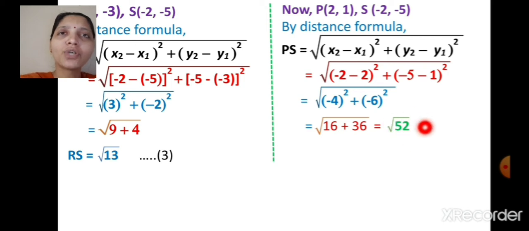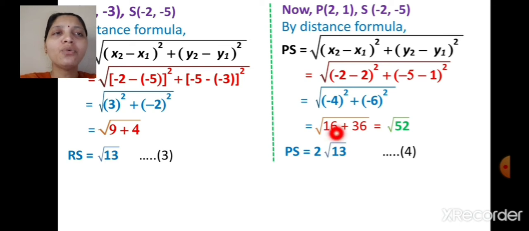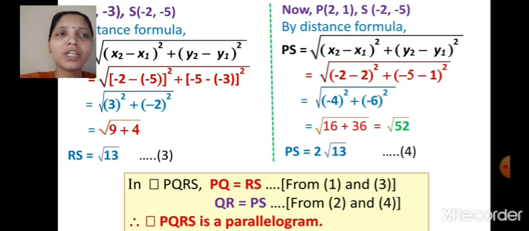Now again 52 you can write as 4 into 13, and 4 you can take out of the square root sign. You will get 2 into square root of 13. Write this equation as equation 4. Now from equation 1, 2, 3 and 4 you can write that in quadrilateral PQRS, length of PQ is equal to length of RS from equation 1 and 3, and length of QR is equal to length of PS from equation 2 and 4.